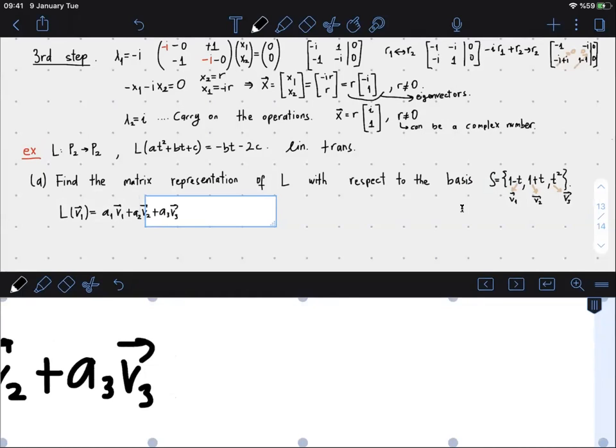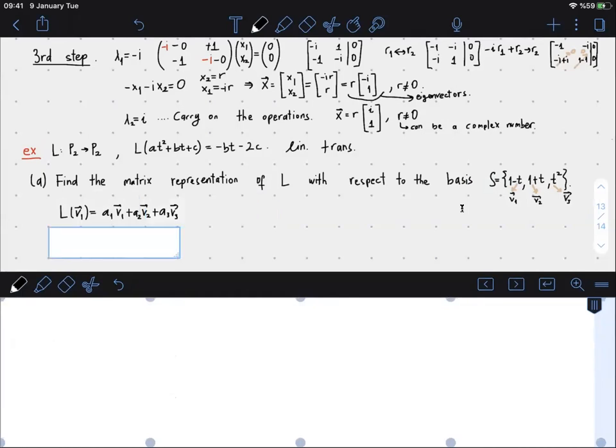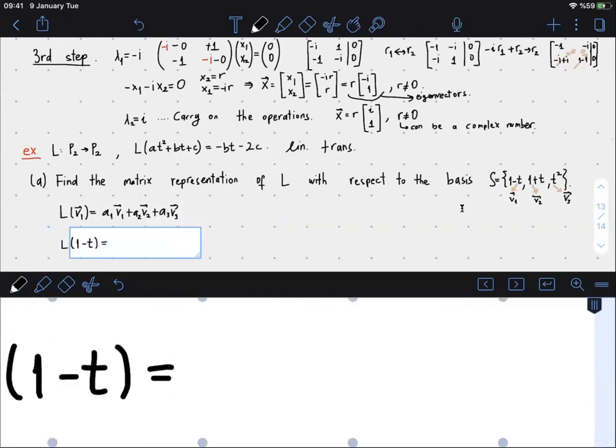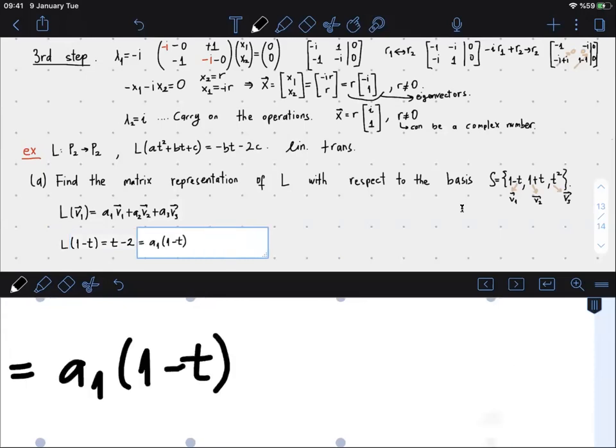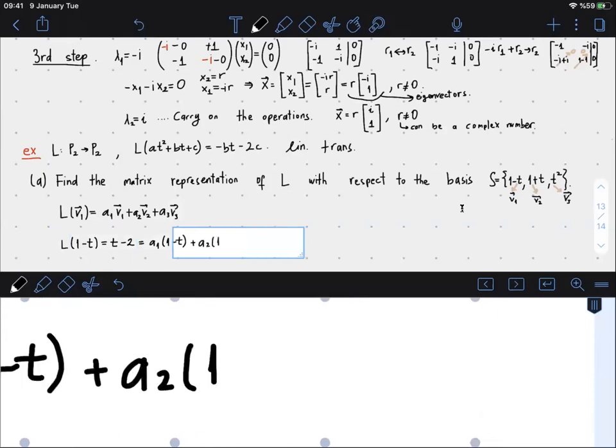So what is L of V1? L of 1 minus t: what is the value? From the definition, we see that b is minus 1 here, so minus b is plus 1. So this is t, and minus 2c gives minus 2, so it's t minus 2. I want to represent this using these three vectors. So it will be A1 times (1 minus t), plus A2 times (1 plus t), plus A3 times t squared.